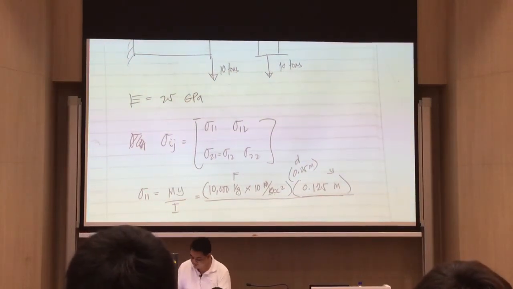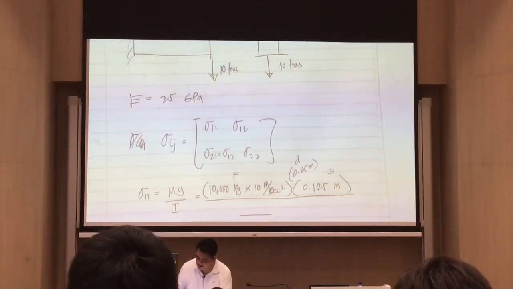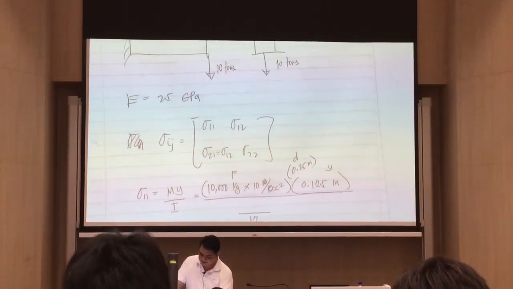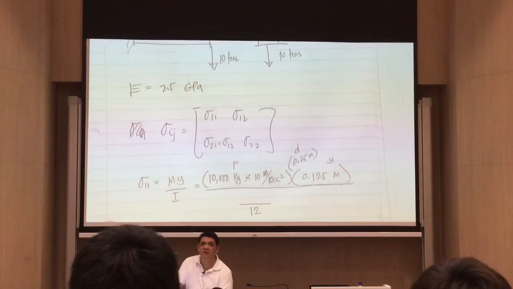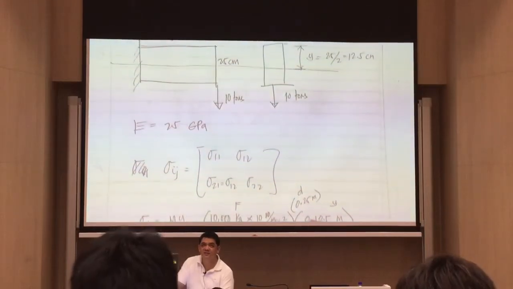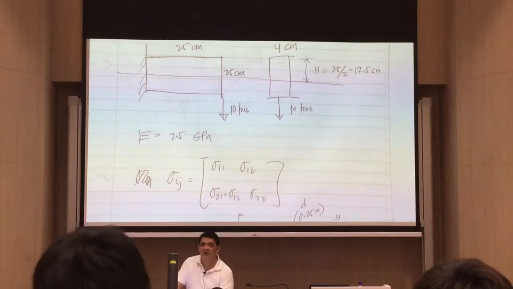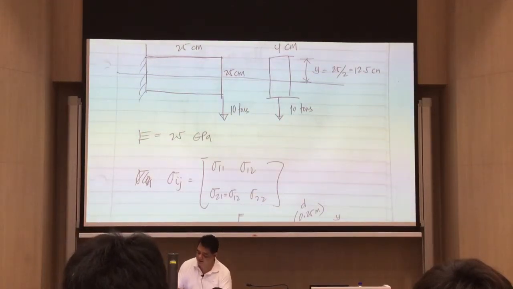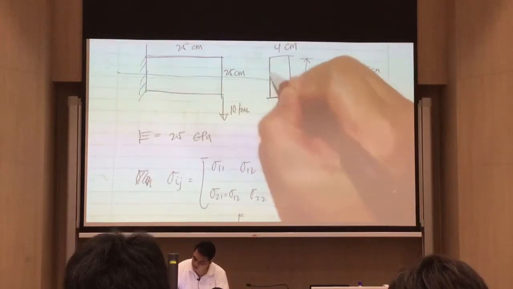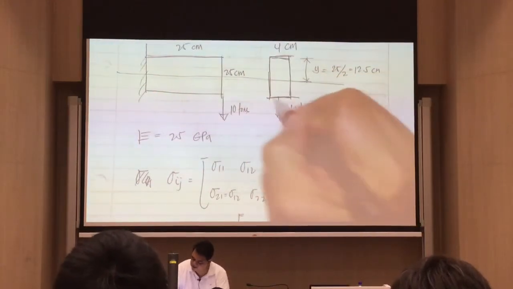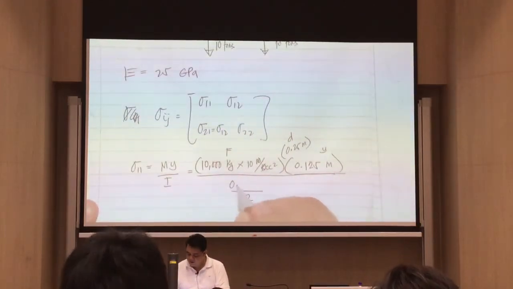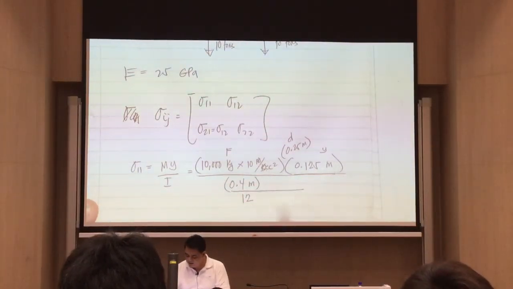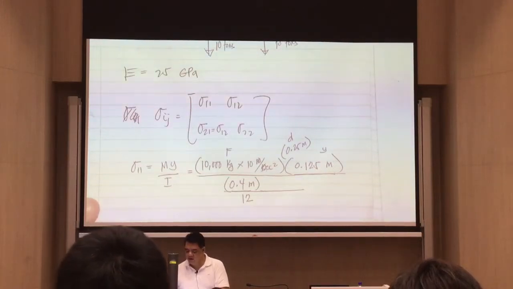Okay. bh³ divided by 12. So what's your b? So what's the b here? bh³. So here we're just looking into the cross-sectional area. So your b will be 0.4, yes? So this will be in meters. And then your h³, what's your h?